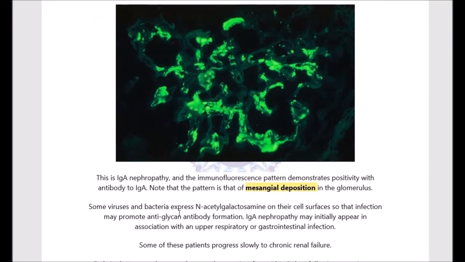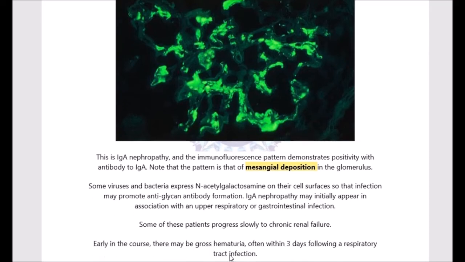Some viruses and bacteria express N-acetylgalactosamine on their cell surfaces, so infection may promote anti-glycan antibody formation. IgA nephropathy may initially appear in association with an upper respiratory or gastrointestinal infection. Some of these patients progress slowly to chronic renal failure.